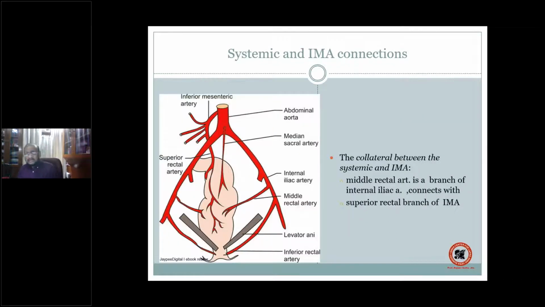Now, what about the systemic and the inferior mesenteric artery connections? If we look at the collateral between the systemic and the inferior mesenteric artery, then it is the middle rectal artery, which is the systemic circulation, and the superior rectal, which is a branch of the inferior mesenteric. The superior rectal branch of the inferior mesenteric anastomoses with the middle rectal branch of the internal iliac vessel, which can again keep the vasculature intact in the area of the rectum if by chance you've got an inferior mesenteric artery problem.